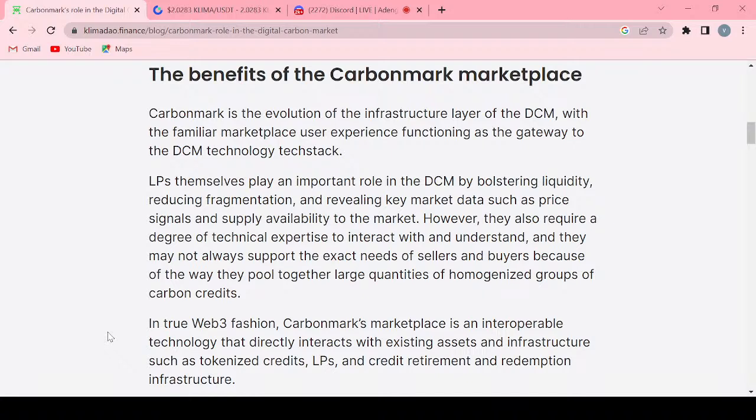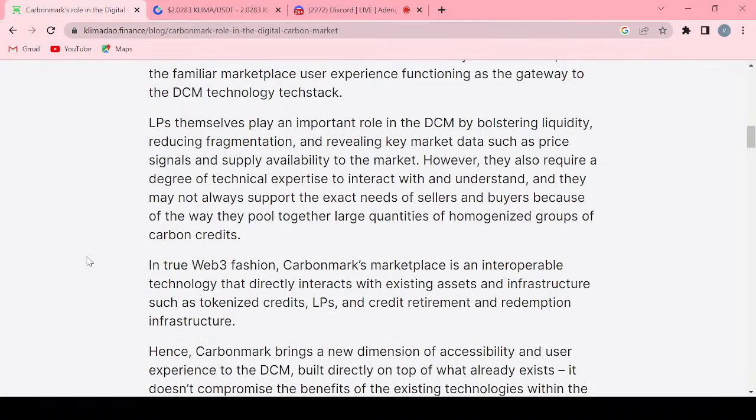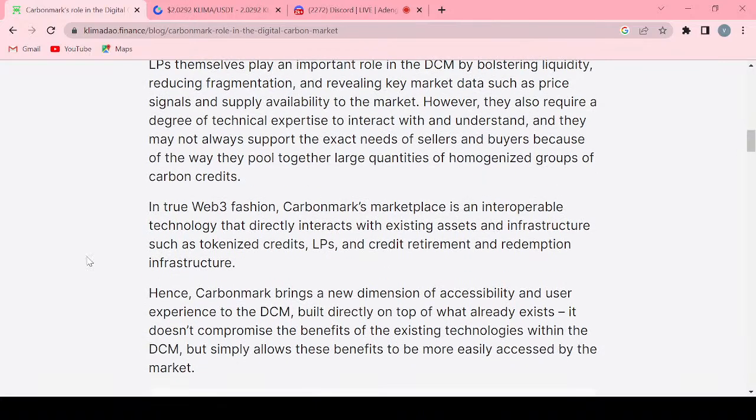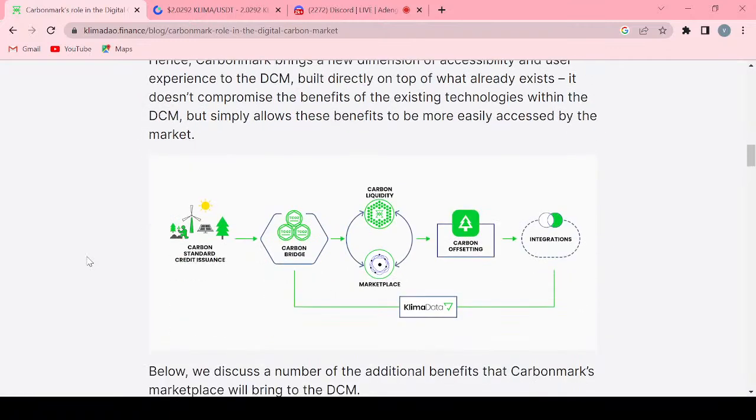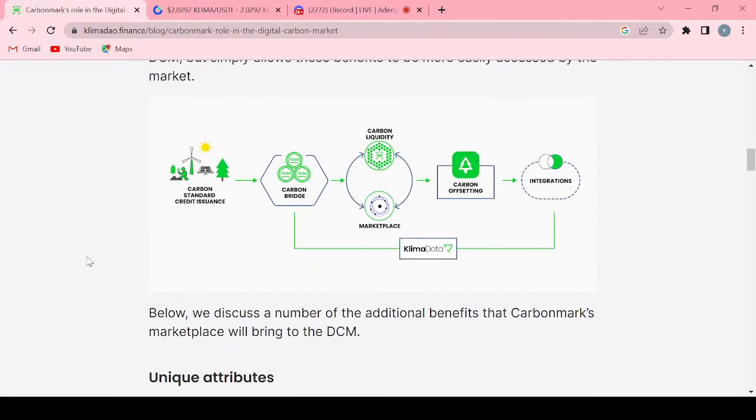However, they also require a degree of technical expertise to interact with and understand, and they may not always support the exact needs of the sellers and buyers because of the way they pool together large quantities of homogenized groups of carbon credits here. So you can see there is a carbon standard credit issuance available. You can see here how it works.